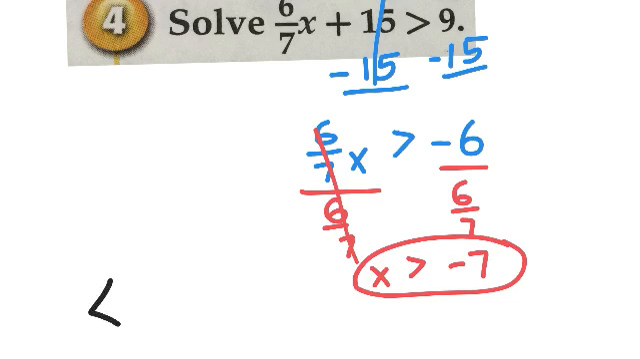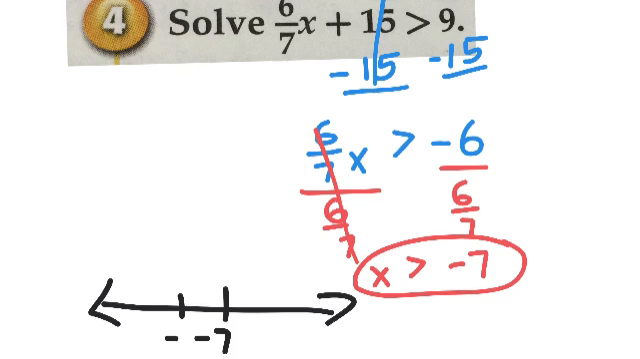So if I had to graph that on a number line, the point I'm most interested in is negative 7. So I would put that in the middle. Two numbers that are smaller than negative 7 are negative 8 and negative 9. Two numbers that are bigger than negative 7 are negative 6 and negative 5.